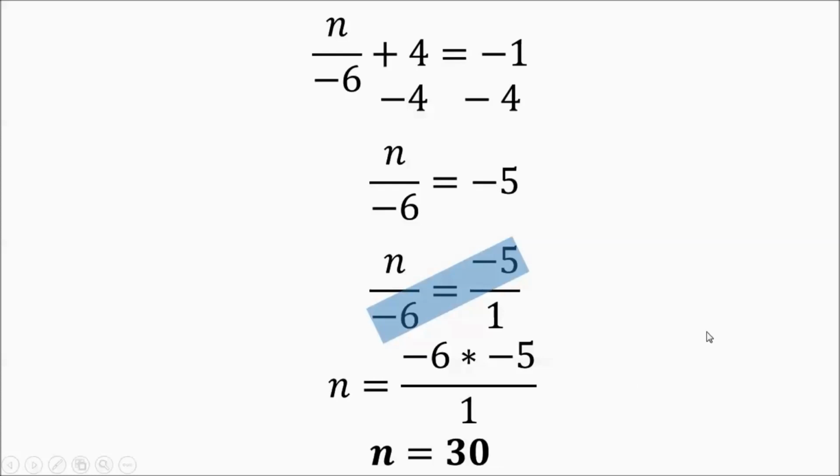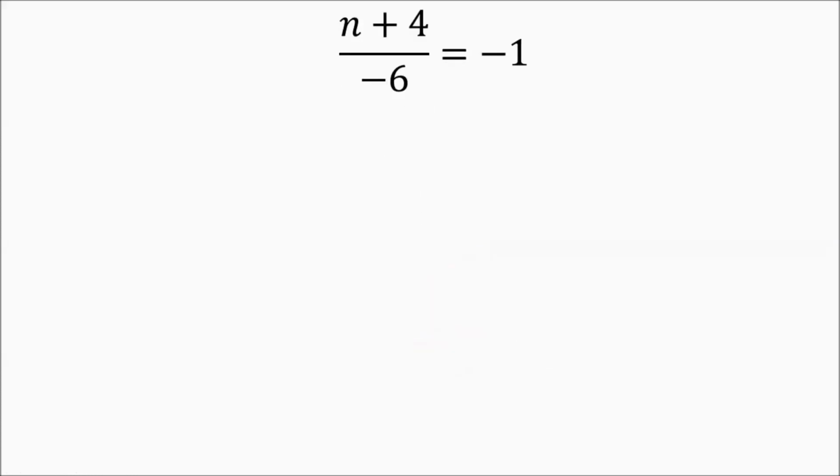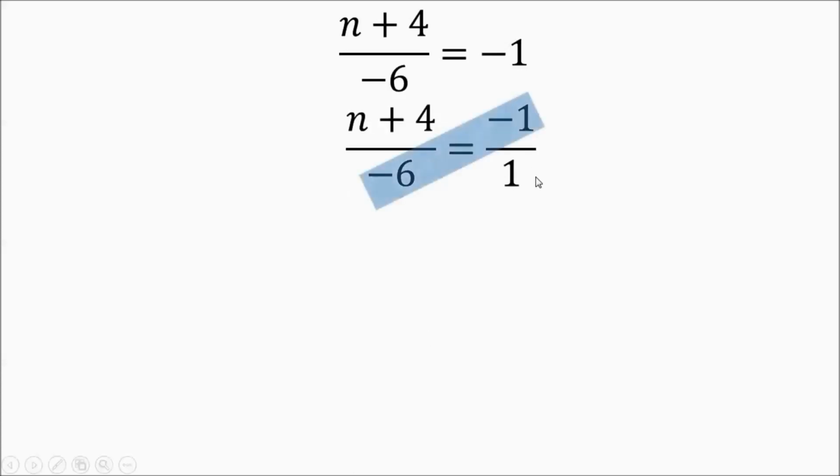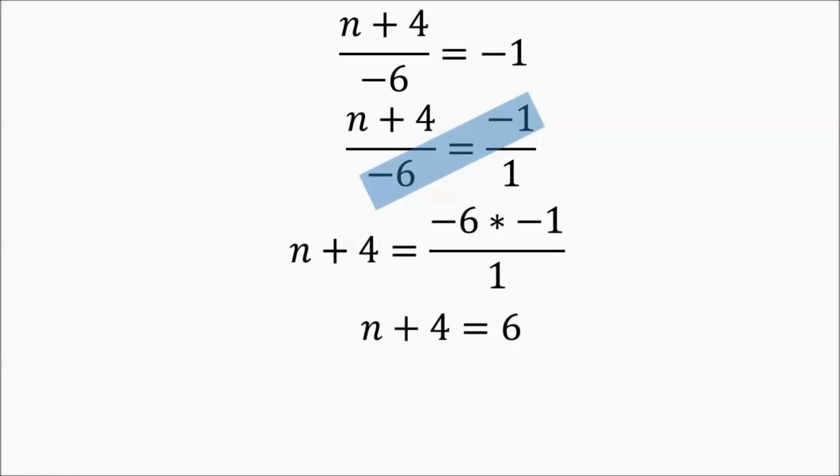Moving on. N plus 4 divided by -6 equals -1. We're going to think of that -1 on the right as -1 over 1, and we can go ahead and apply the proportions again. Cross product, we're going to have n plus 4 equaling a +6, because negative 6 times negative 1 is a positive 6. And then we're just going to subtract 4 from both sides, and there you go.